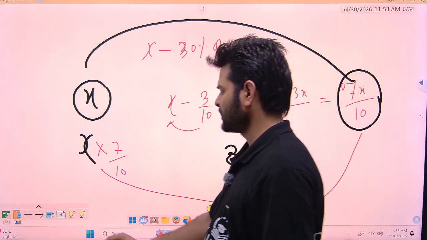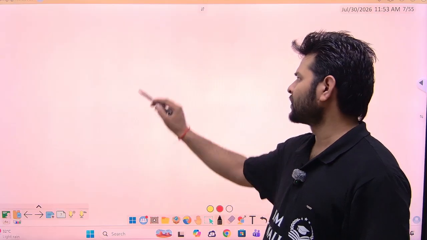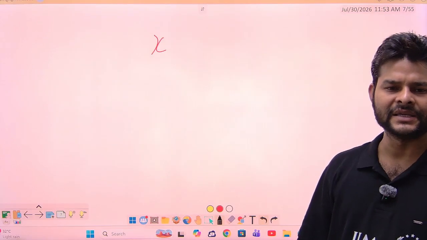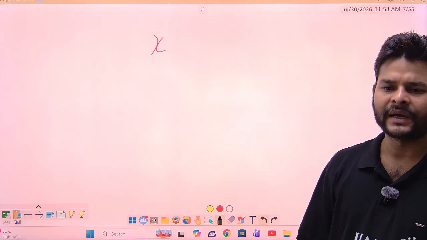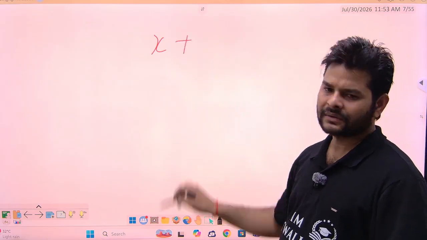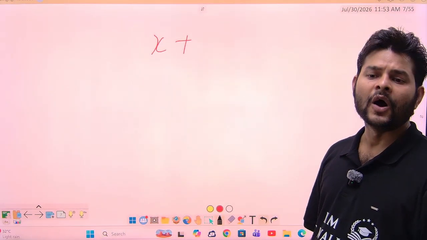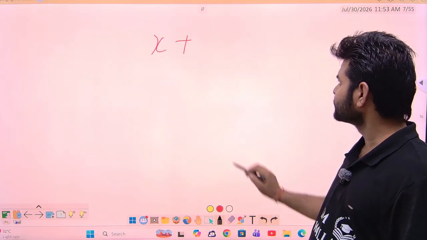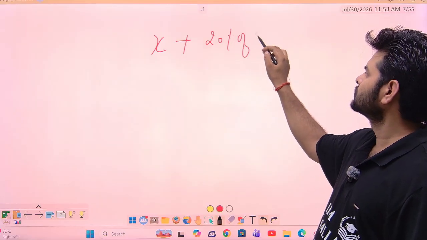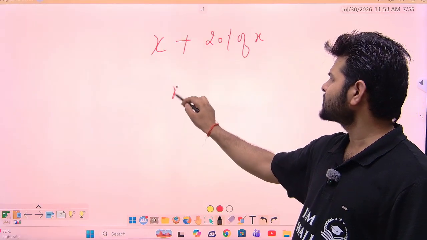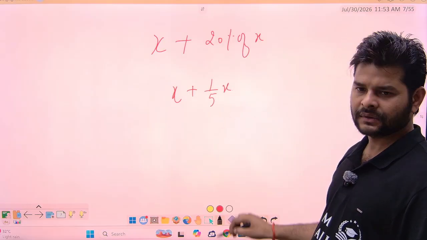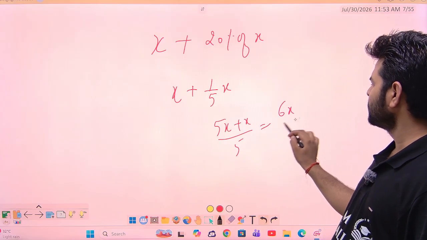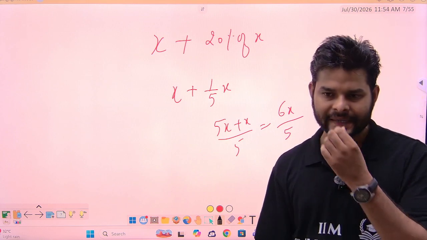Suppose the next question I want to take. My total salary is X, and my salary increased by 20%. So the current salary would be X plus 20% of X. So X plus 1 upon 5 X, that is 5X plus X upon 5. The value would be 6X upon 5. So the present salary is 6X upon 5.